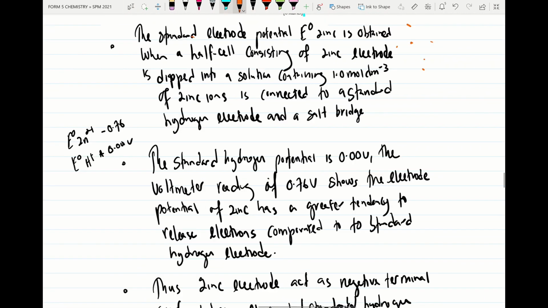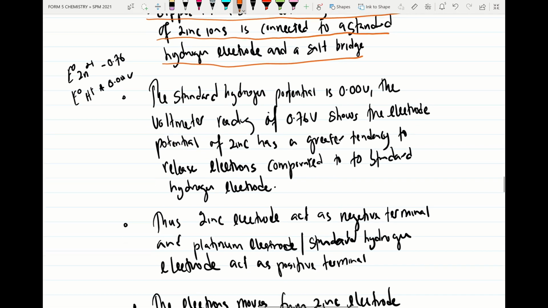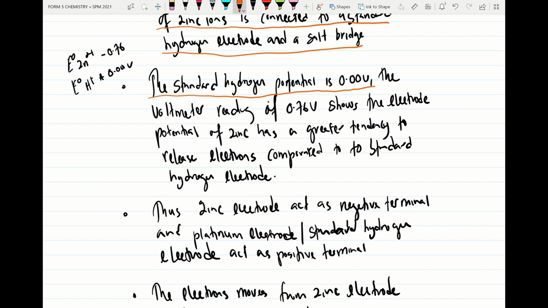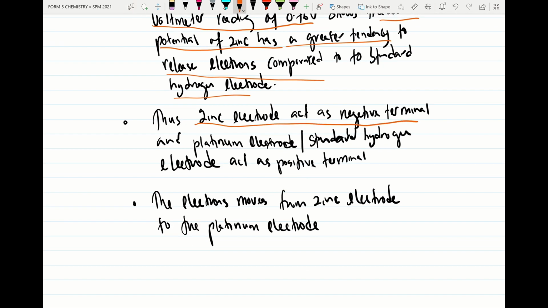So I read again. The first point: the standard electrode potential of zinc is obtained when a half cell consisting of a zinc electrode is dipped into a solution containing 1.0 mol dm^-3 of zinc ion, connected to a standard hydrogen electrode and a salt bridge. The standard hydrogen potential is 0.00 volt, and the voltmeter reading shows 0.76 volt, showing the electrode potential of zinc has greater tendency to release electron compared to the standard hydrogen electrode. Thus, the zinc electrode acts as the negative terminal and the standard hydrogen electrode acts as the positive terminal. The electron moves from the zinc electrode to the platinum electrode.